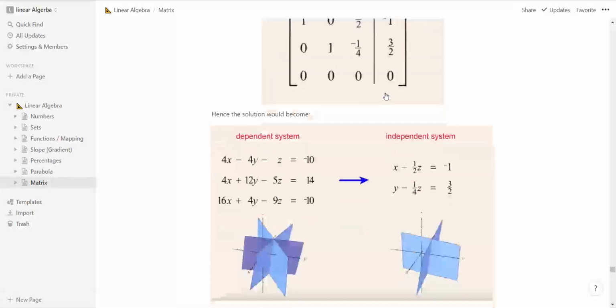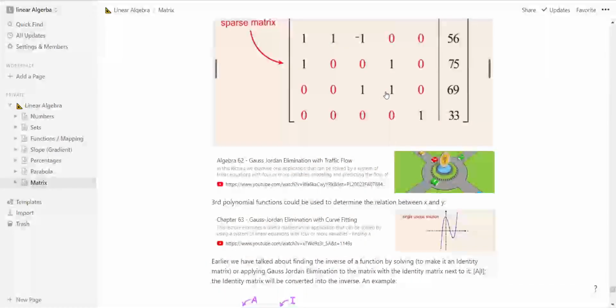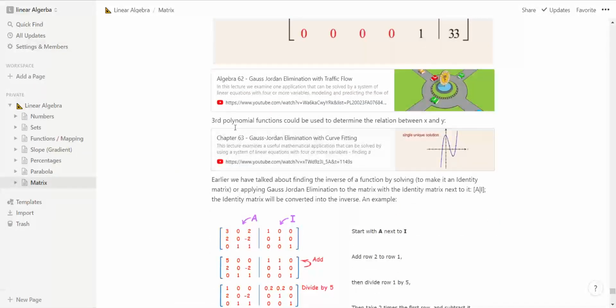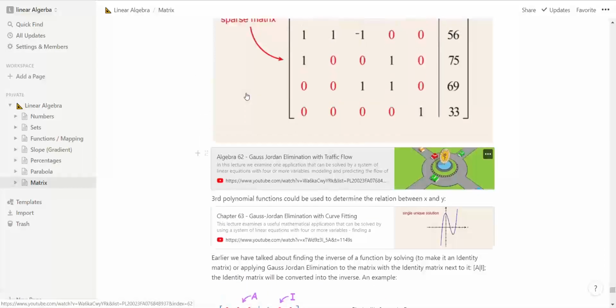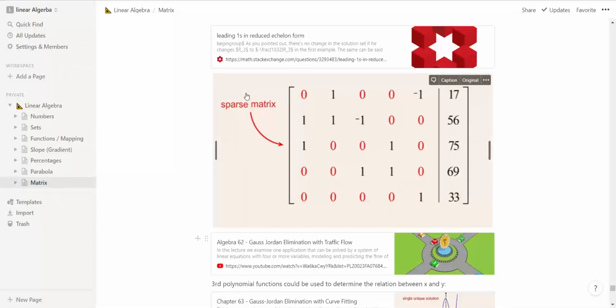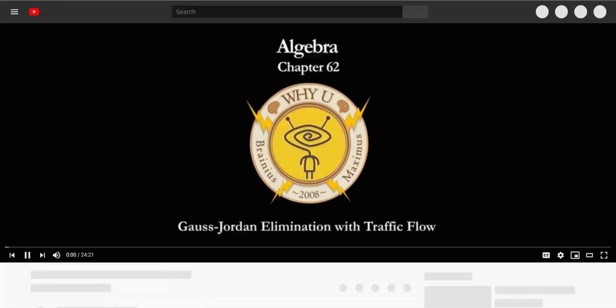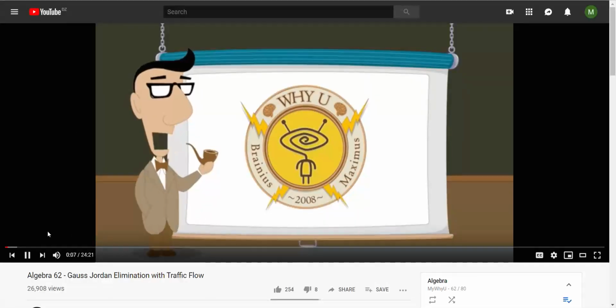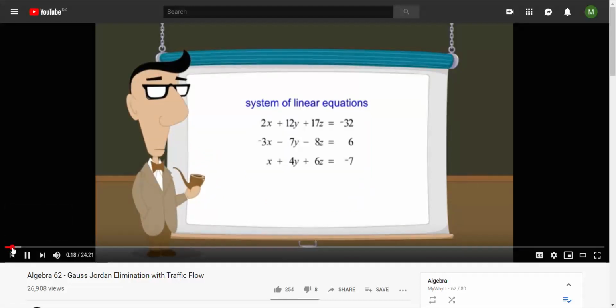Okay, moving forward now with what we have left. So this is a sparse matrix. Now, we've got some decent examples that we could actually study. You can just take a look at this really quick. And welcome to Gauss-Jordan elimination.